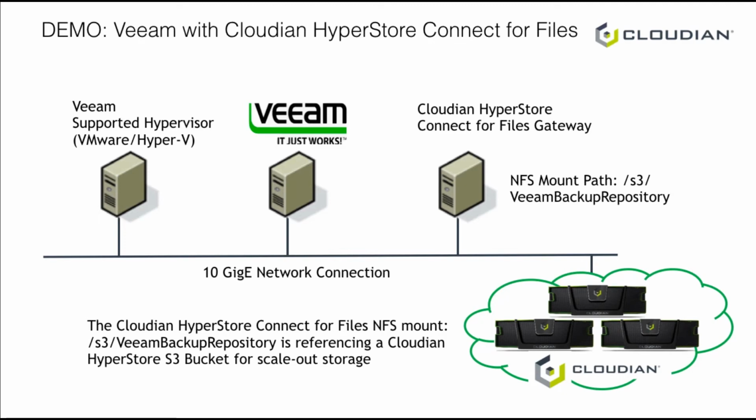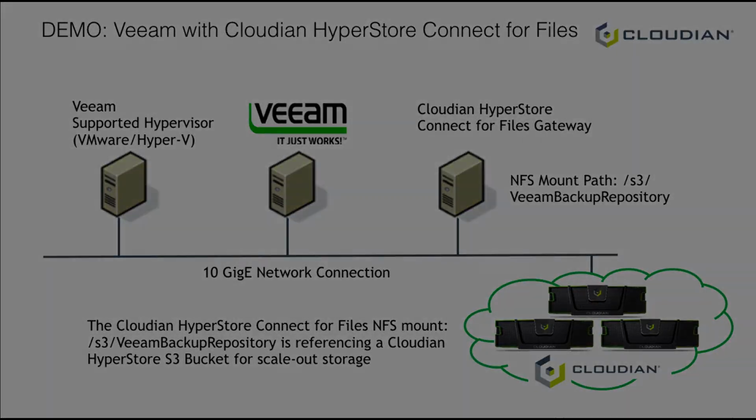The next thing that we want to look at is how cloud storage solutions such as Cloudian work with solutions such as Veeam. Cloudian has just come out with what we call the Cloudian HyperStore Connect for Files. In this particular setup, we have a Veeam-supported hypervisor, which is either VMware or Hyper-V. In this demo, we will use VMware. Then there is the Veeam backup and repository server, the Cloudian HyperStore Connect for Files gateway, which is NFS mounted as a Veeam backup repository, and our Cloudian HyperStore Connect for Files for NFS that's referring to a Cloudian HyperStore S3 bucket. All of this is connected through a 10 gig network connection.